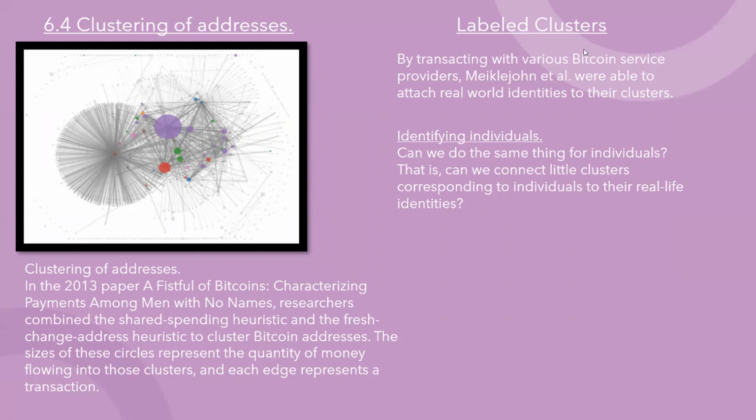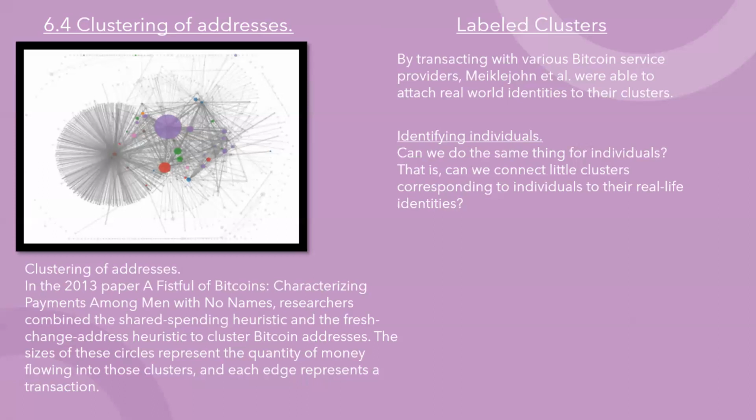Labeled clusters. By transacting with various Bitcoin service providers, Meiklejohn et al. were able to attach real-world identities to their clusters. Identifying individuals. Can we do the same thing for individuals? That is, can we connect little clusters corresponding to individuals to their real-life identities?